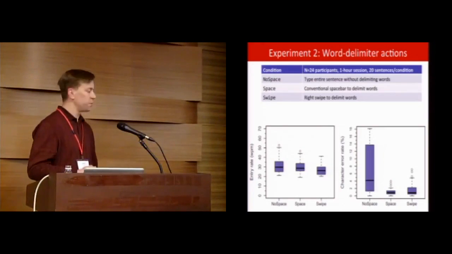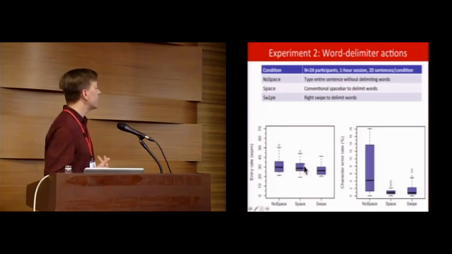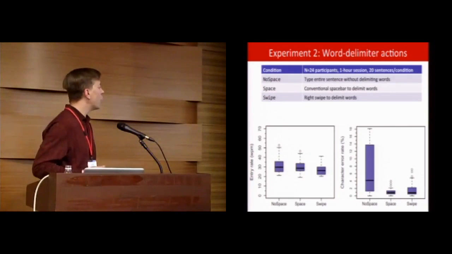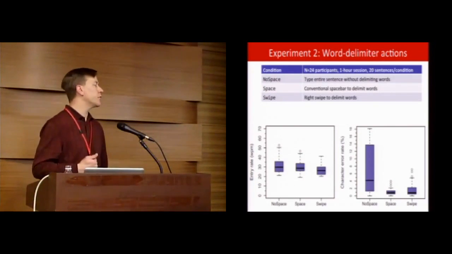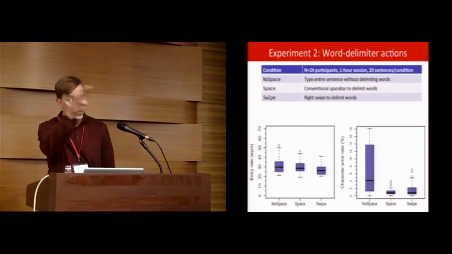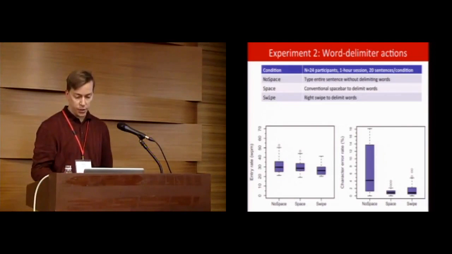All right, so here are the results from that. Entry rate on the left. Entry rate was similar for no space and space. Swipe was a little significantly slower. These are novice users, so perhaps they just weren't used to making this right swipe gesture, or maybe this swipe gesture actually takes them a little more time to actuate. Error rates were low for both space and swipe.